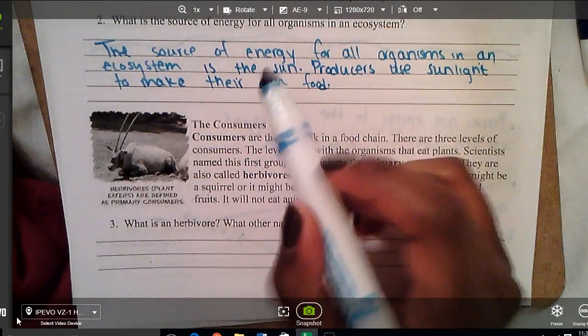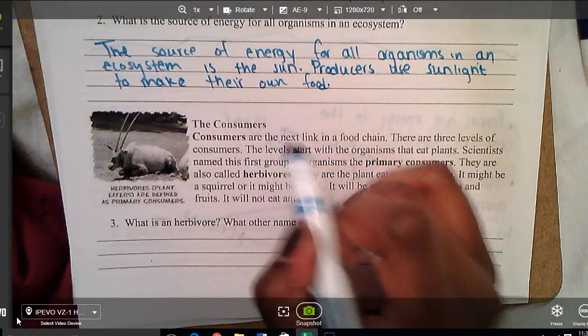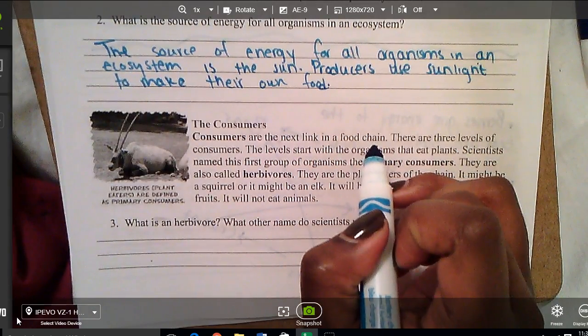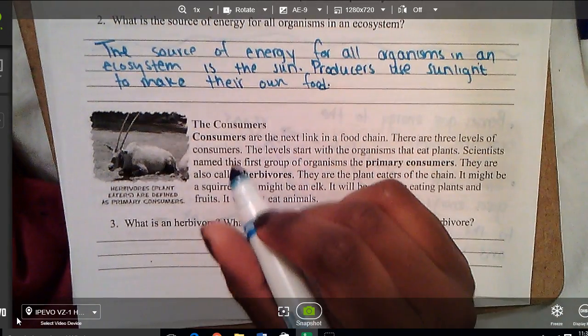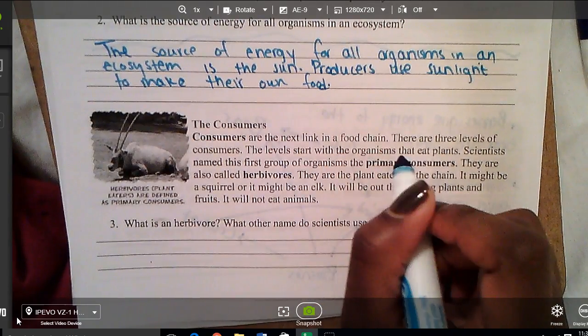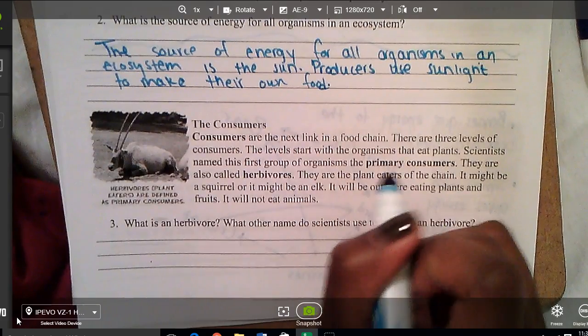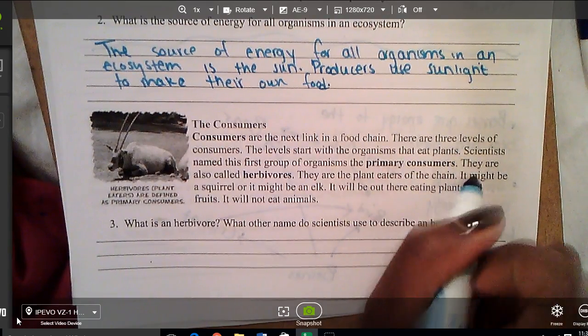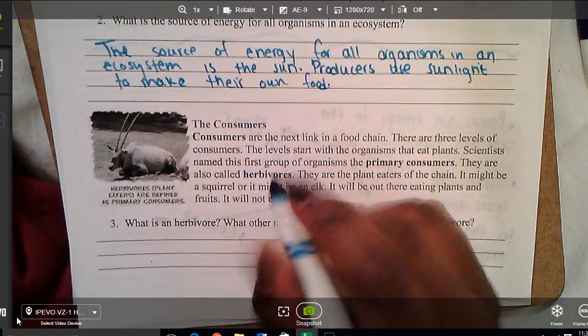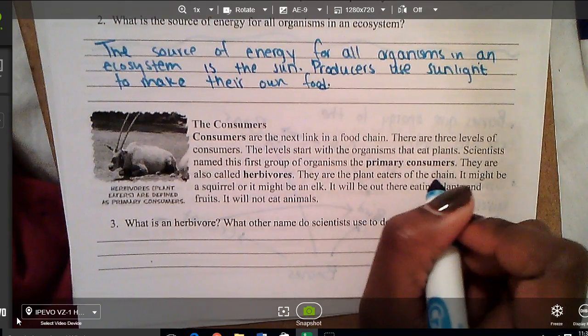Okay, there we go. The consumers. Consumers are the next link in a food chain. There are 3 levels of consumers. The levels start with the organisms that eat plants. Scientists name this first group of organisms the primary consumers. They are also called herbivores. They are the plant eaters of the chain.